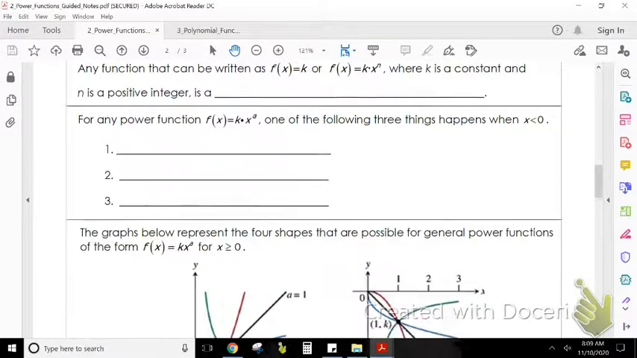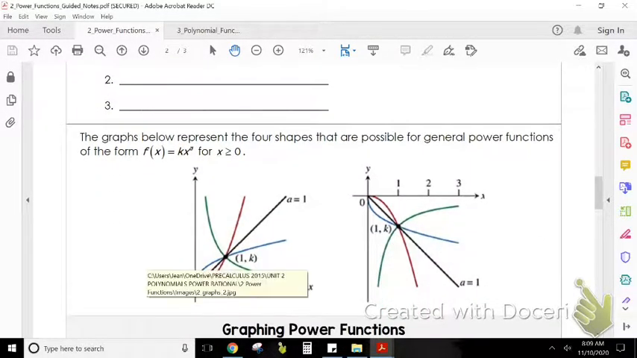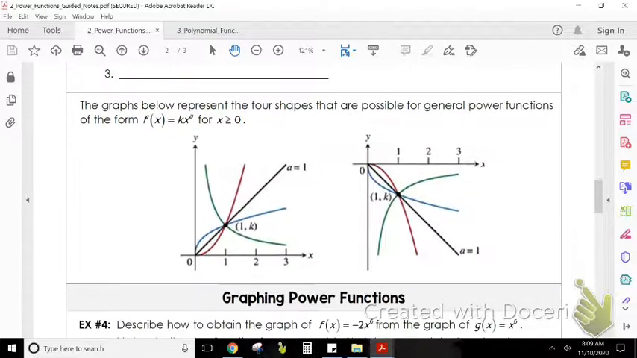It says the graphs below represent the 4 shapes that are possible for general power functions of the form f of x equals k times x to the a for when x is greater than 0. And so the one in blue is y equals x to the 0.4. That's what it would look like. The one in green that's decreasing is our y equals 2x to the negative 3.